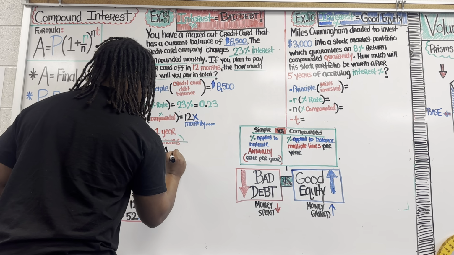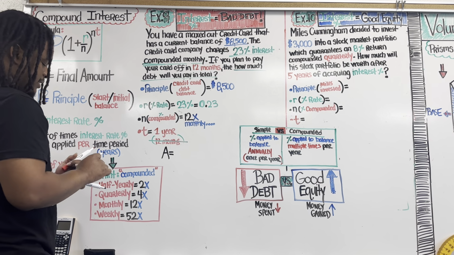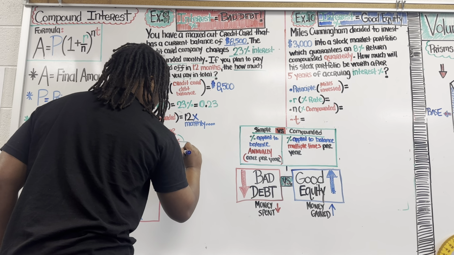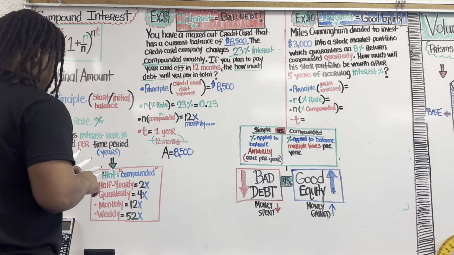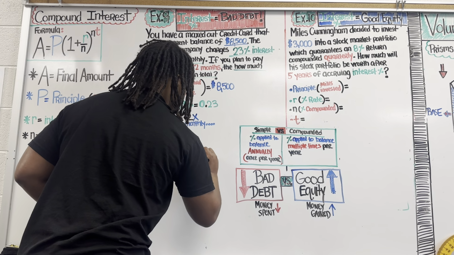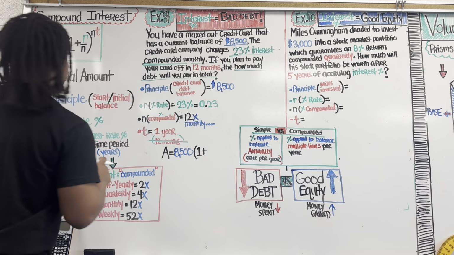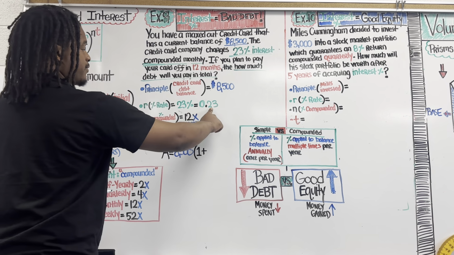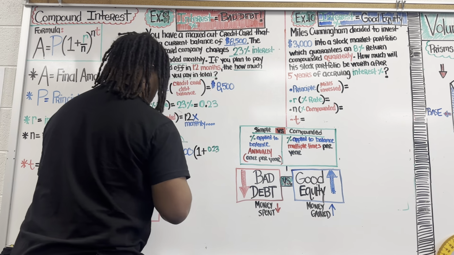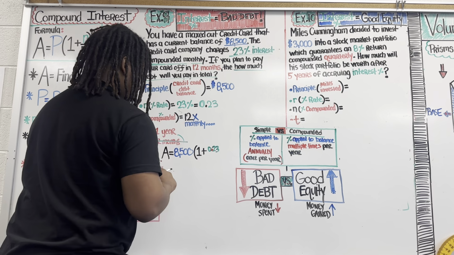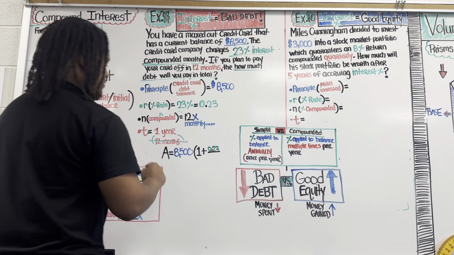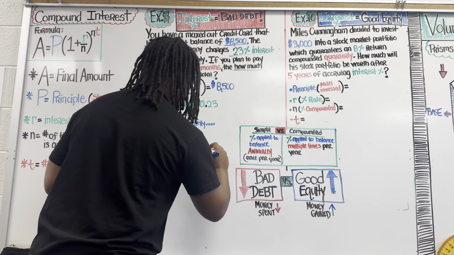So I got A equals P in this particular case, guys, which is the principal, the credit card balance of $8,500, the maxed out balance, right? Times parentheses 1 plus the interest rate, which is 0.23, which is 23%, divided by the number of times it's being compounded, which is 12 times in a year, my bad. 12 times in a year.